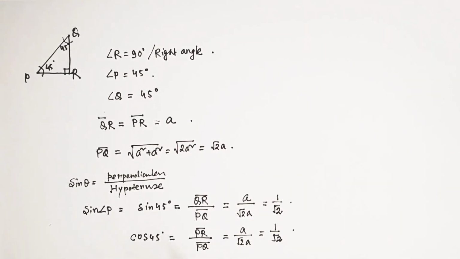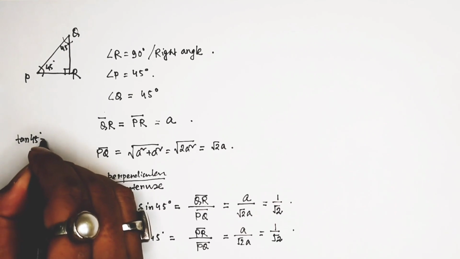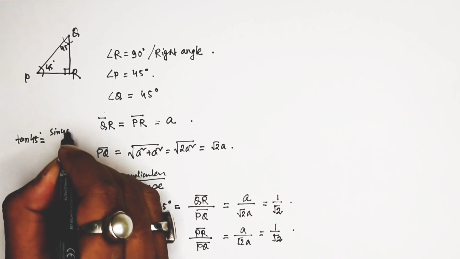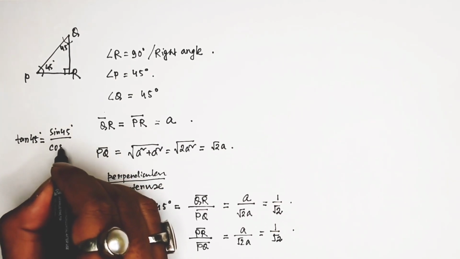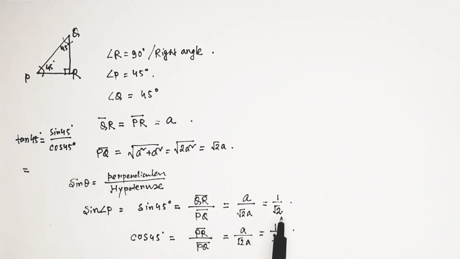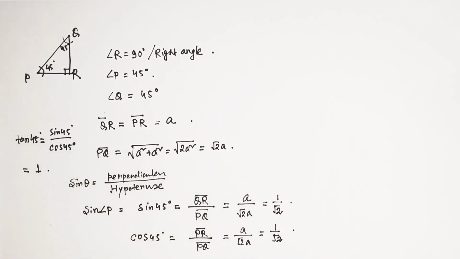From these two values, sine 45 degree and cos 45 degree, we can calculate the value of tan 45 degree also. We know that tan 45 degree is equal to sine 45 divided by cos 45 degree. So sine 45 degree is equal to 1 by root 2 and cos 45 degree is 1 by root 2. So tan 45 degree is equal to 1.